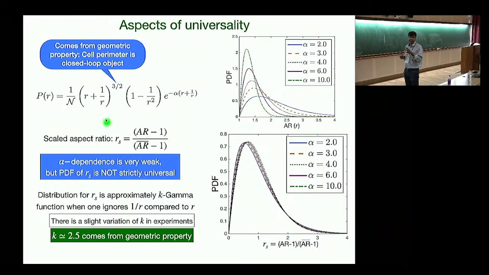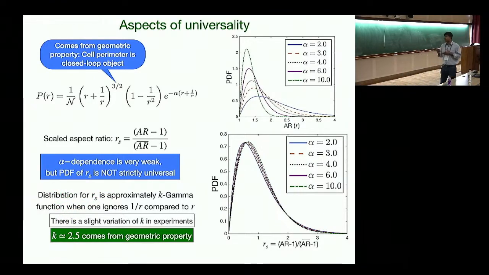Another aspect: if one ignores 1 over R compared to R, then if you obtain the PDF of the scaled aspect ratio, you will get strictly this k-gamma function. So that's why when one fits the k-gamma function, it seems to work somewhat, and one will get k to be 2.5. That 2.5 comes because of this particular quantity 3 by 2. If this is 3 by 2, in the k-gamma distribution representation it will have to be 2.5. So it comes from this geometric property.